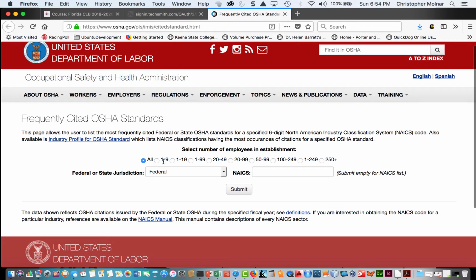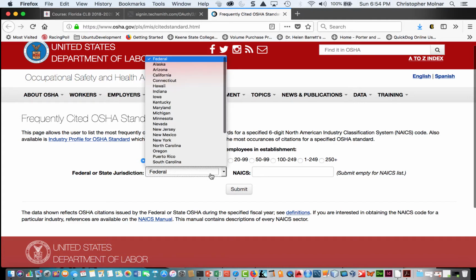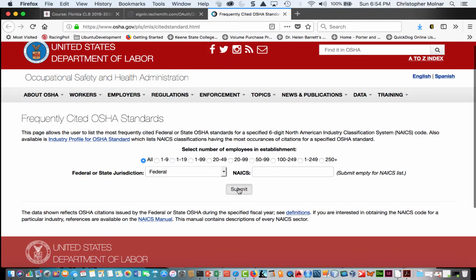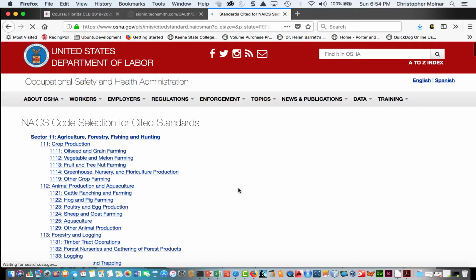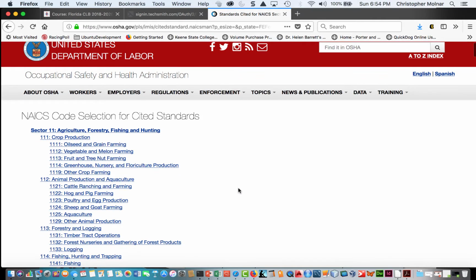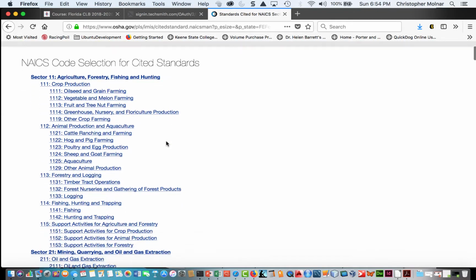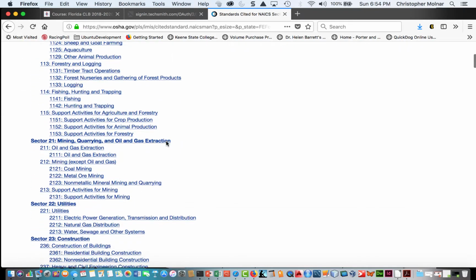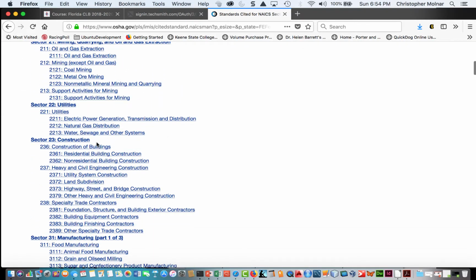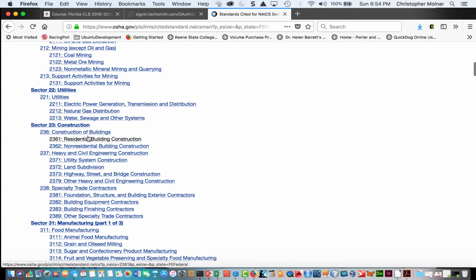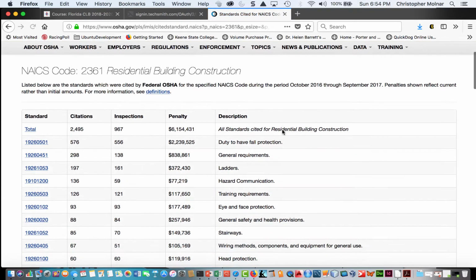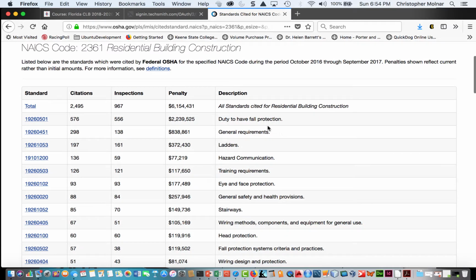So if we want to find federal and state jurisdictions, we can submit and we can find standards for specific products here. If I scroll down to construction, and if I find specialty trade contractors, construction of residential buildings, we can click here and we can actually find the number of citations.